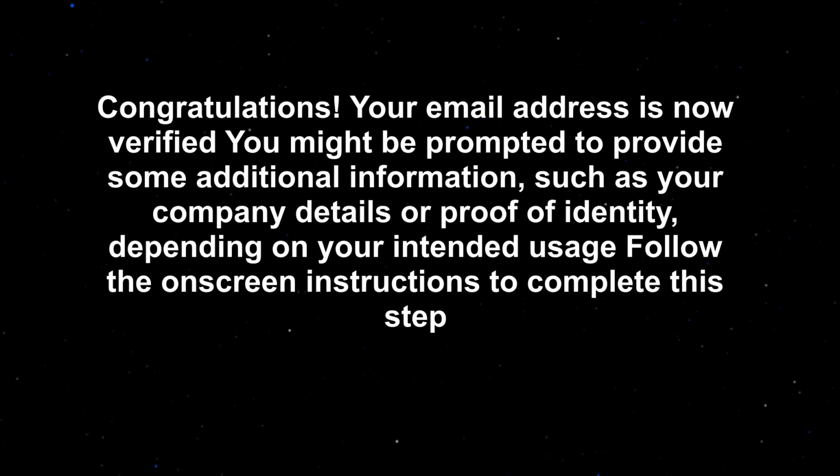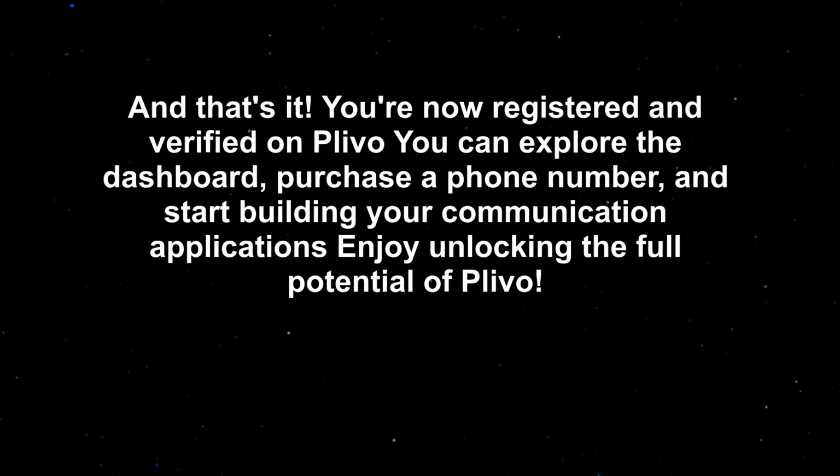You might be prompted to provide some additional information, such as your company details or proof of identity. Depending on your intended usage, follow the on-screen instructions to complete this step. And that's it. You're now registered and verified on Plivo. You can explore the dashboard, purchase a phone number, and start building your communication applications. Enjoy unlocking the full potential of Plivo.